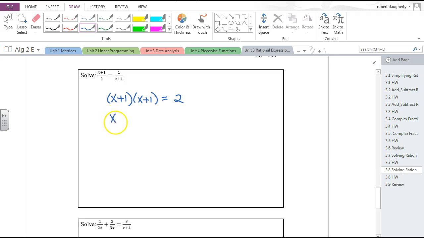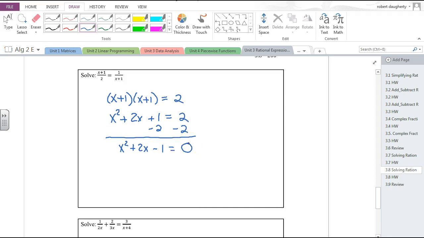Yeah, x squared plus what? Yeah, we'll go with 2x. Yep, plus 1 equal 2, right? Is that what you're saying? I thought you were trying to get ahead of me. You were taking a nap there, right? So subtract 2 from both sides. So this is x squared plus 2x minus 1 equals 0.